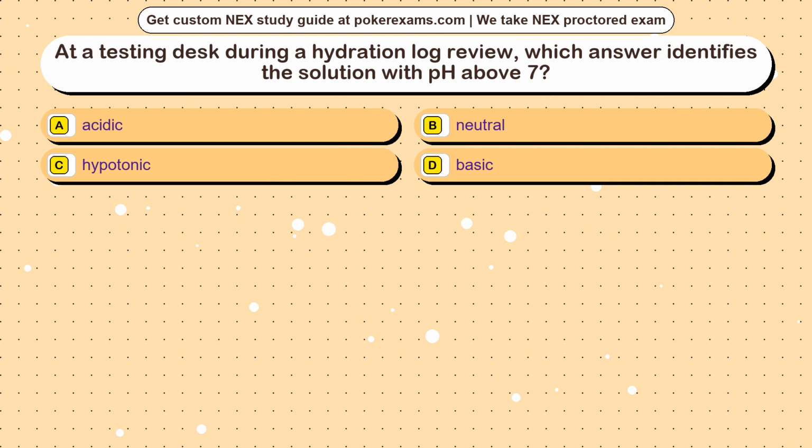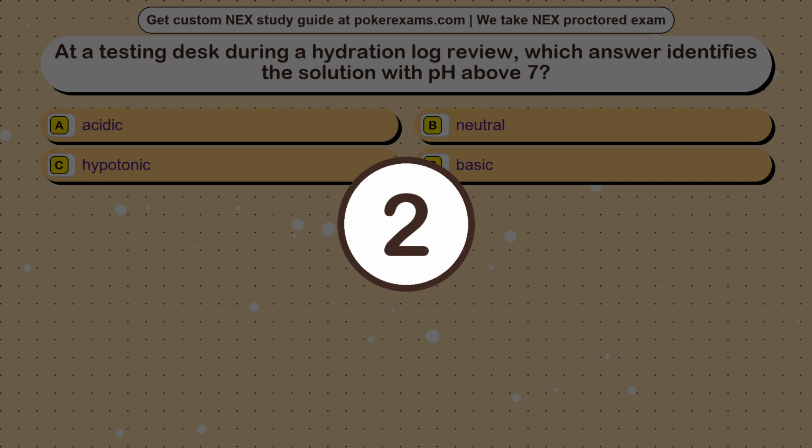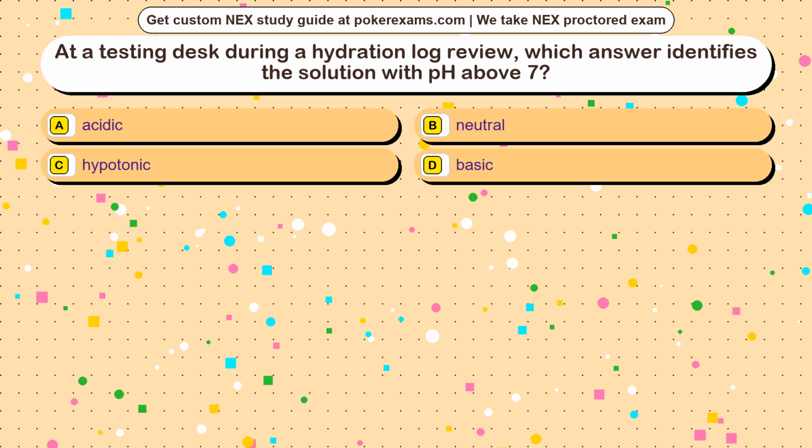Question 23. At a testing desk during a hydration log review, which answer identifies the solution with pH above 7? Option A, acidic. Option B, neutral. Option C, hypotonic. Option D, basic. The correct answer is option.